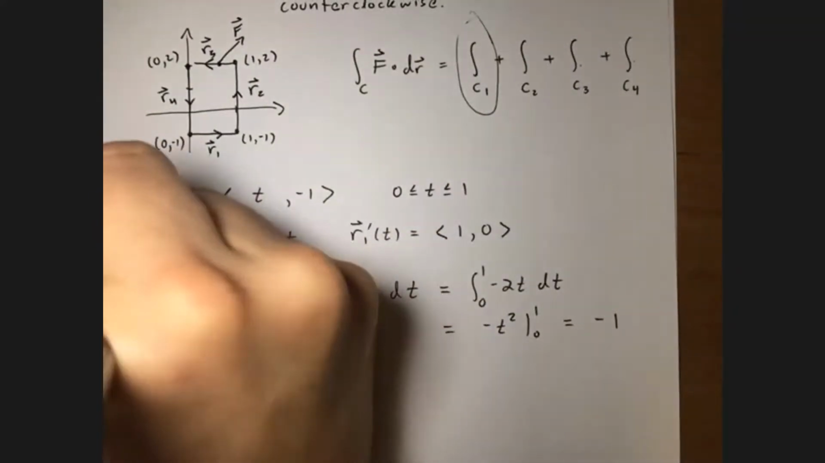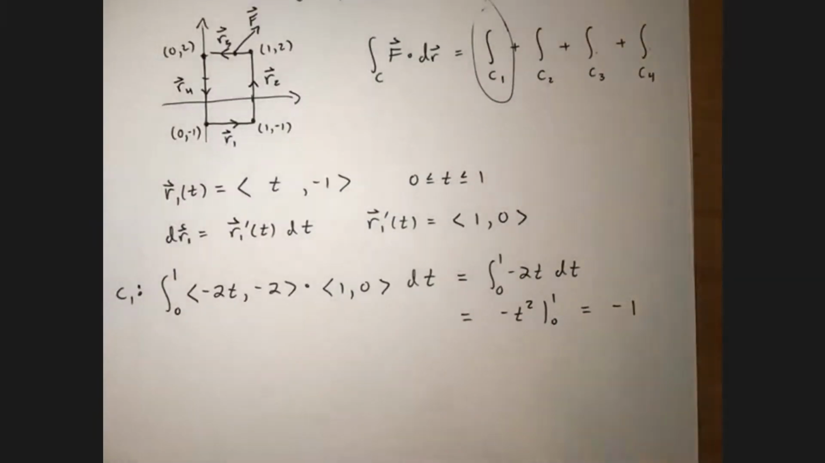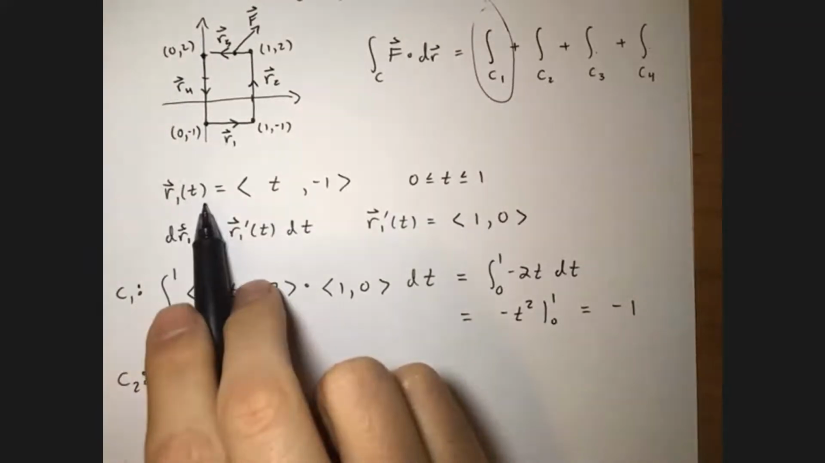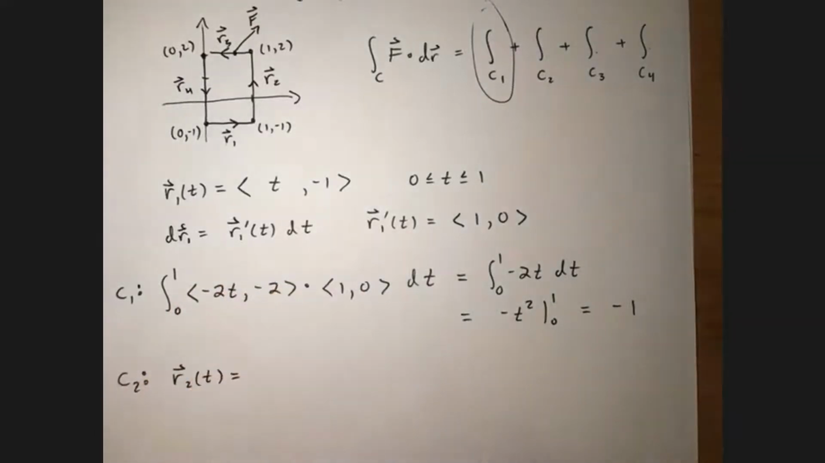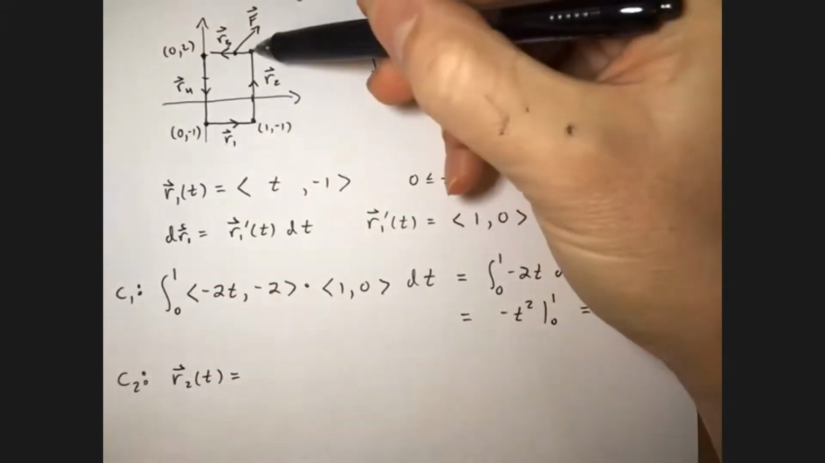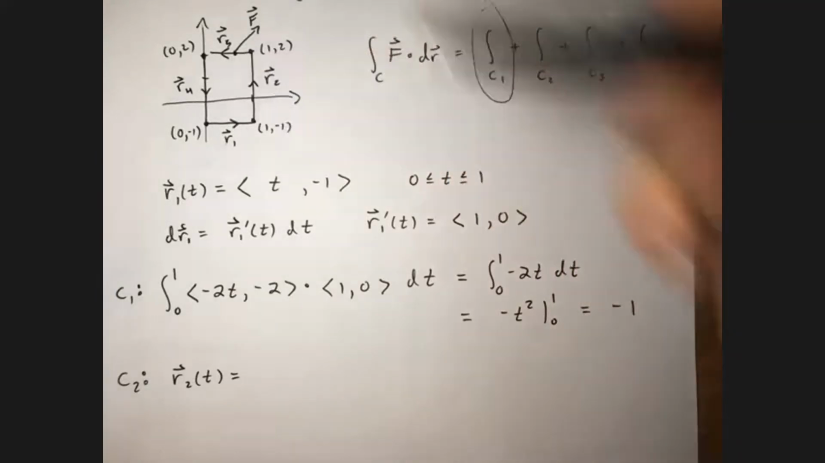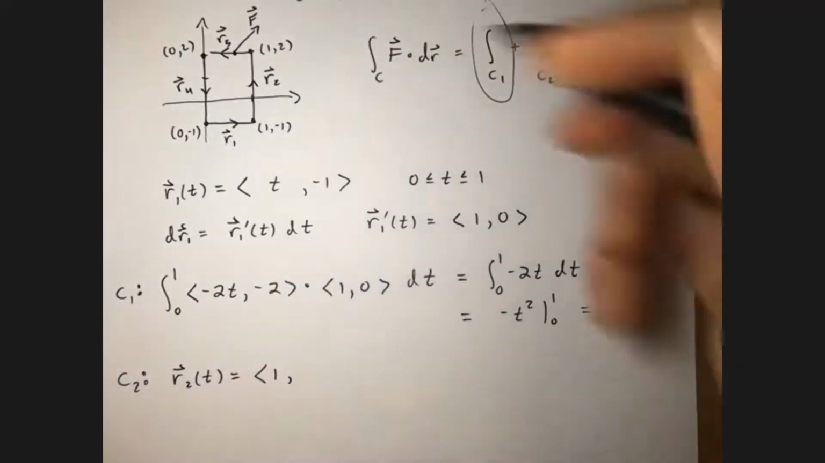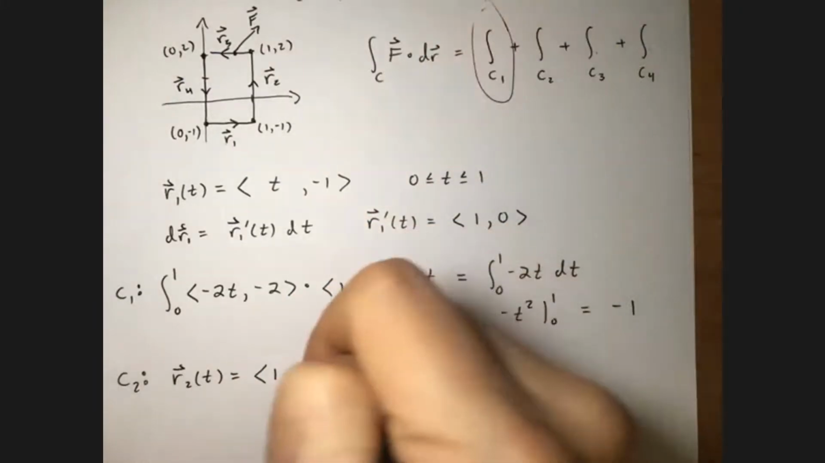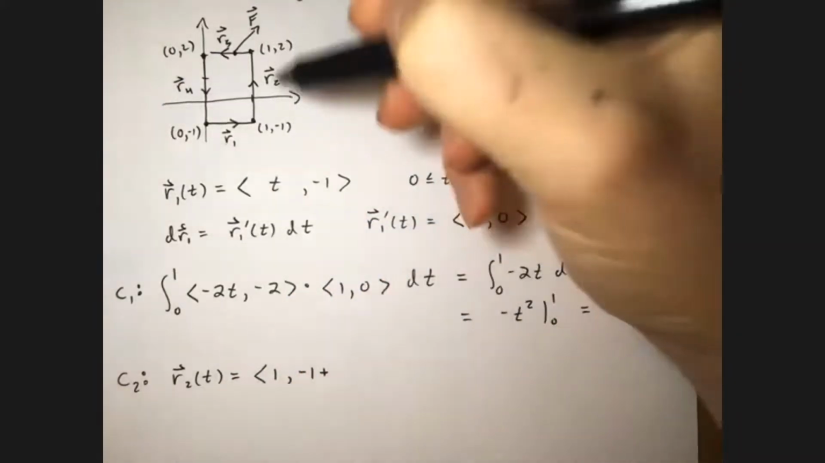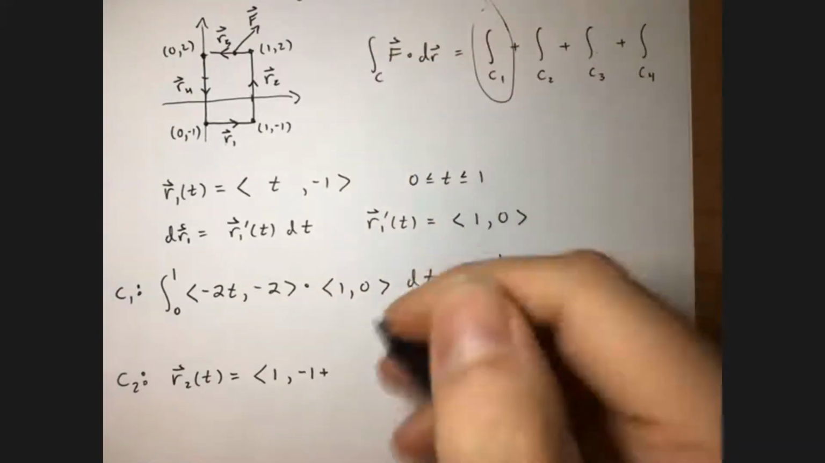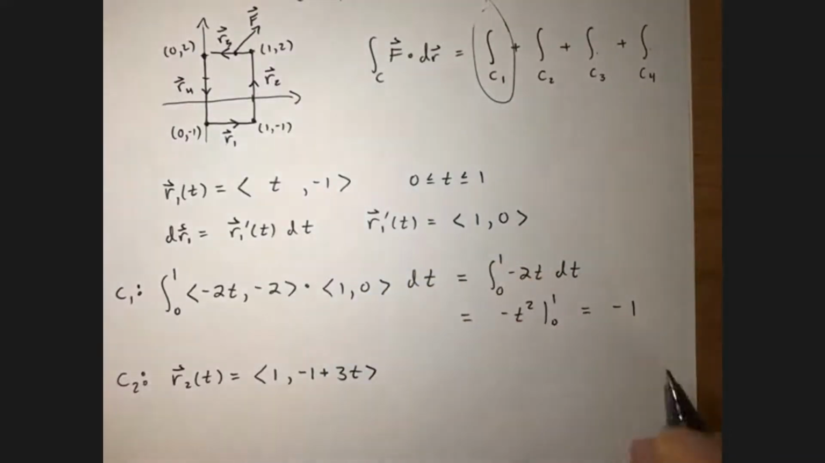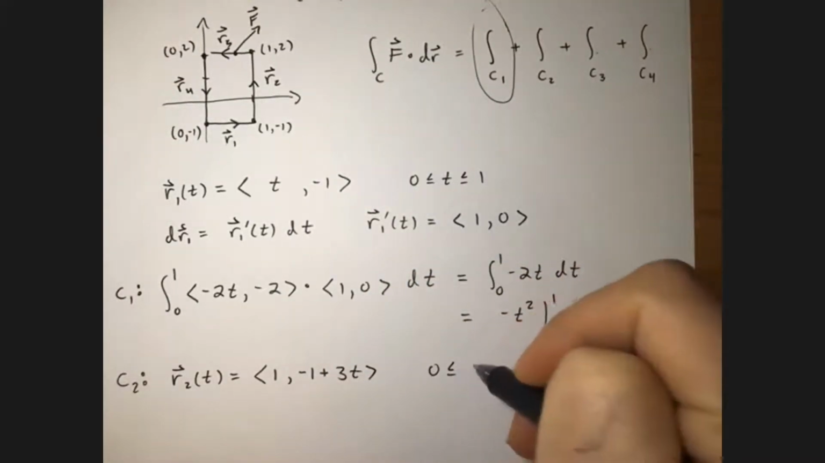So this was C1, all right? For C2, we need to compute R2. We have to parameterize R2, okay? So R2 of t, let's see, it starts here and ends here. So the x-coordinate stays the same. It's always equal to 1. The y-coordinate starts at -1, and then it increases until we get to 2. So how much did I have to add to get from here to here? It was 3. So just put a 3t here. That will work. All right, where t goes from 0 to 1.